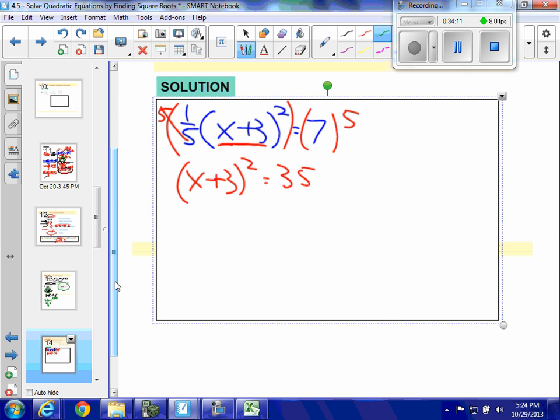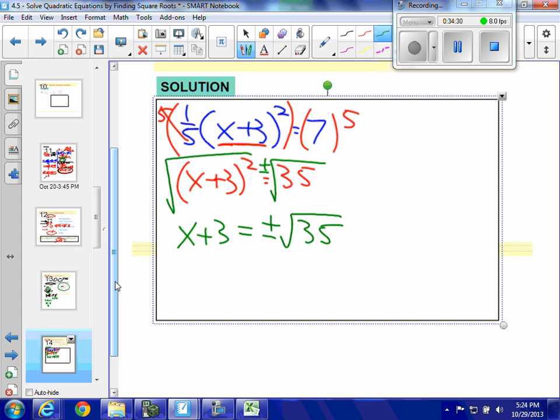So I'm going to take the square root of this side, and if I take the square root of that side, I've got to take the square root of the other side. Don't forget the plus or minus. So now I have x plus 3 all by itself is equal to plus or minus the square root of 35. And I don't think there's anything I can do with the square root of 35 to simplify it. It's not divisible by 4. It's not divisible by 9. It's not divisible by 16, and it's certainly not divisible by 25. So I'm going to leave it as it is under a radical sign.